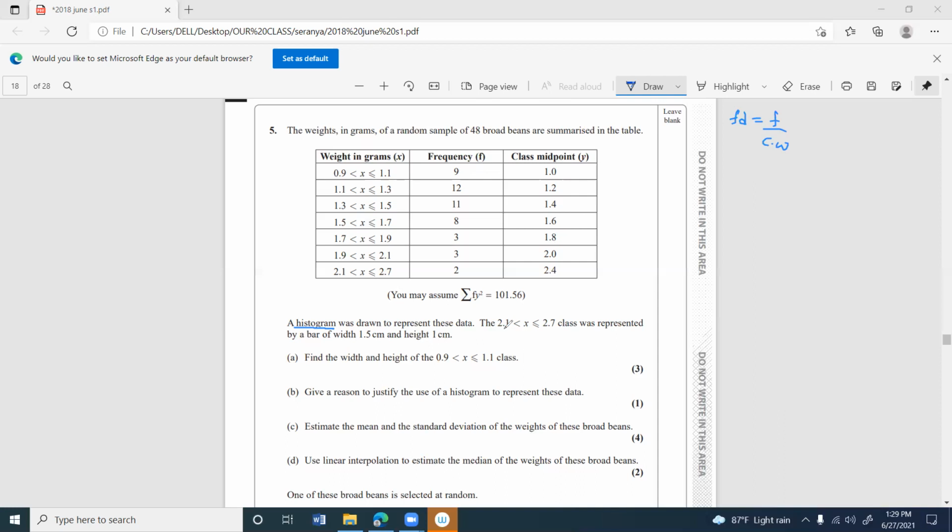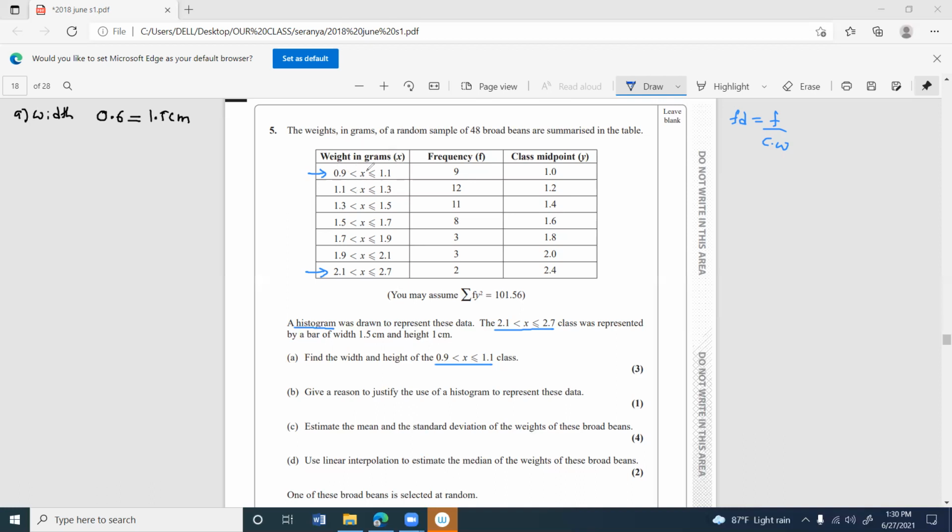Then they are referring to 2.1 to 2.7. That means they are referring to this one, and we need to find the information for this category. I'll use a different color for this. Initially, we know that the width for this category is how much? 2.7 minus 2.1 is 0.6. This 0.6 is indicated by a width of 1.5 centimeters. Then we need to find what width you need to define for this other one.